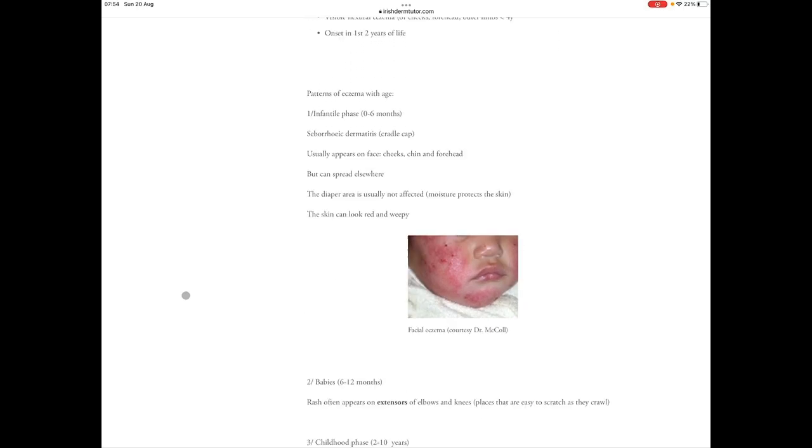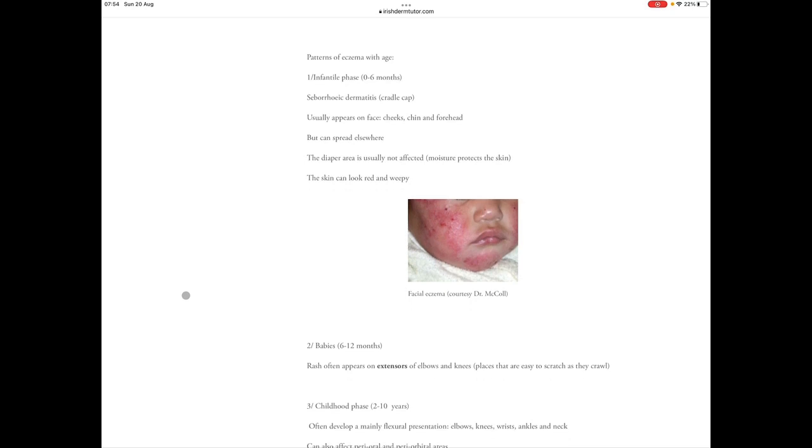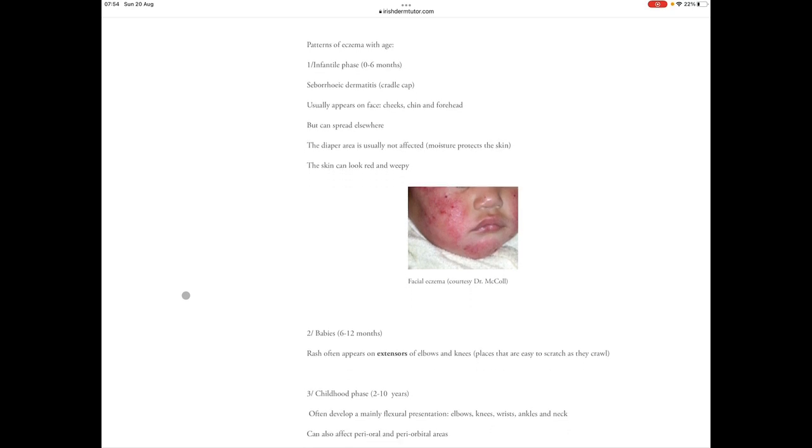So eczema changes with age, so the pattern of eczema you see depends, particularly in the early years. So there's an infantile phase which goes from about 0 to 6 months, and often these children will have quite bad seborrheic dermatitis, or what is referred to commonly as cradle cap. They'll often also get eczema appearing on the face, so the cheek, the chin and the forehead.